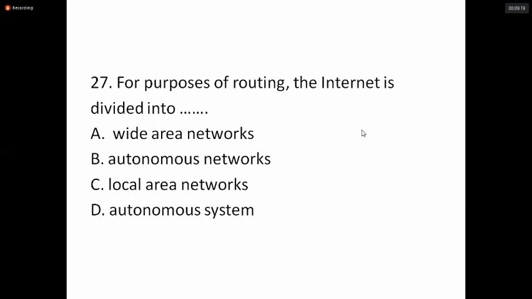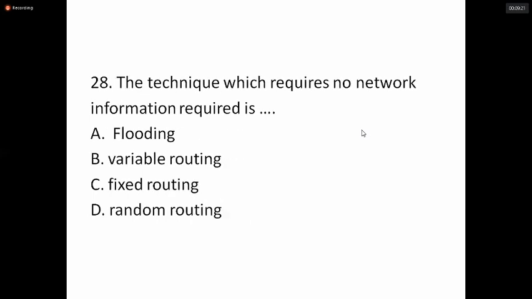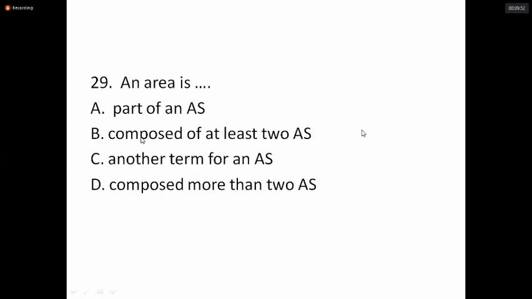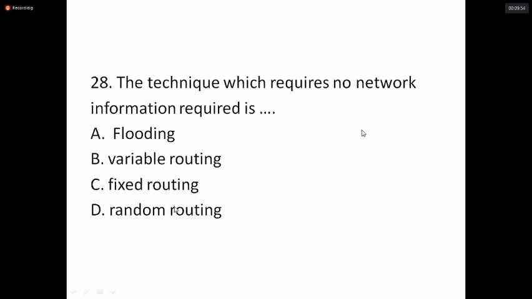The technique which requires no network information is dash. This is a common sense question. Random route? No. Flooding. Yes, it is flooding. That does not need any routing information. It will just flood the packets to all its destinations. So it should be flooding. Random routing is not a part of any routing protocol.